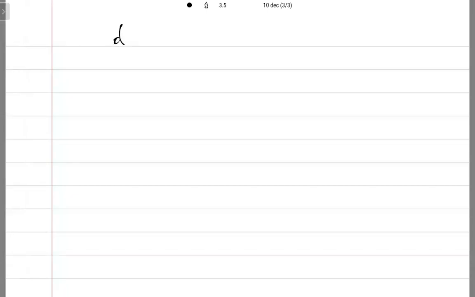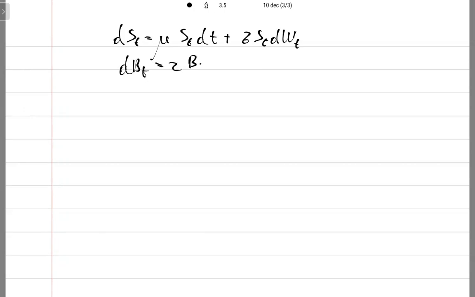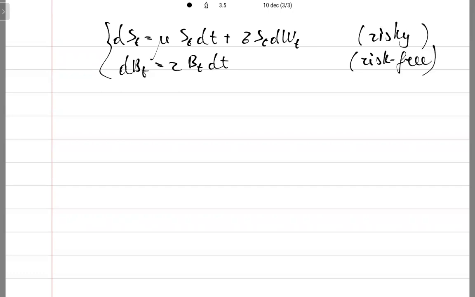Let's look at the equations. dSt is mu St dt plus sigma St dWt, and dBt is r Bt dt. So we have two assets. One is risky. The second one is risk-free. And basically, yes, r is the risk-free interest rate.